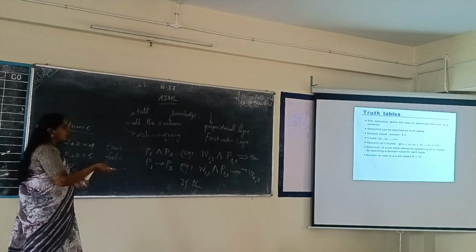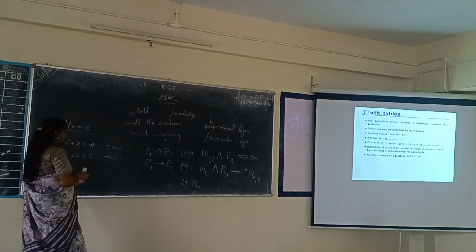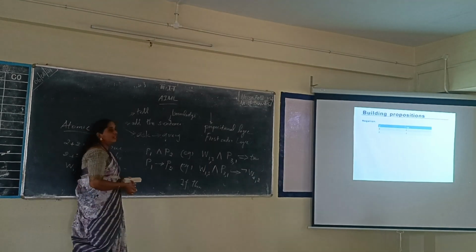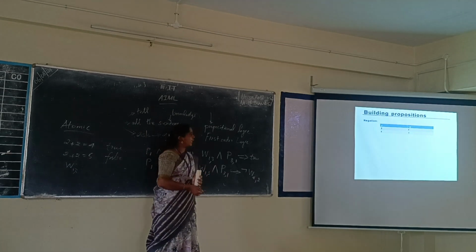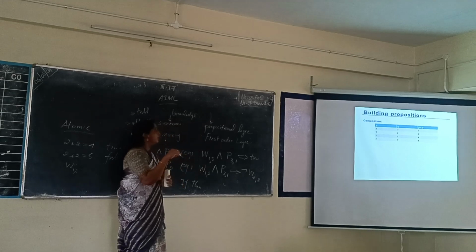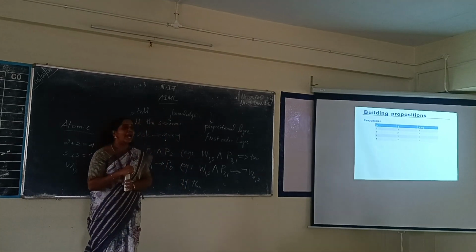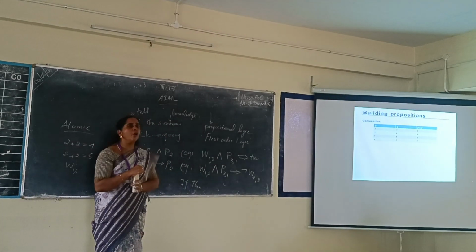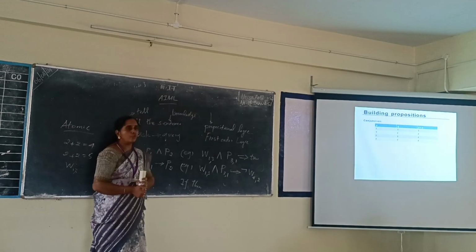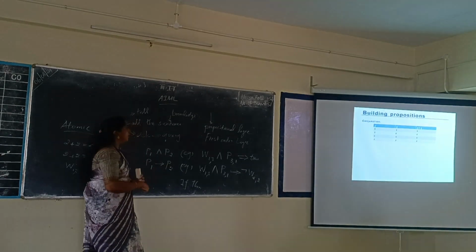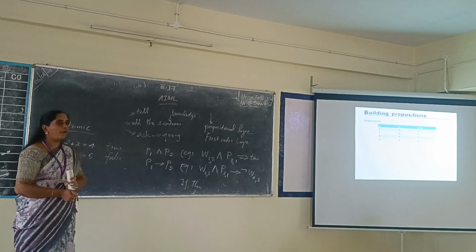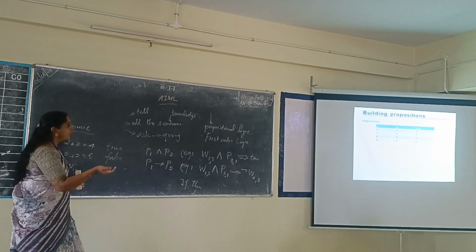Next we are going to discuss the truth table for all the logical connectives. This is the truth table for negation operation. If P value is true, then negation of P means false. If P is false, negation is true. Next one, this is for conjunction, the AND operator. In the AND operator, if both the statements are true, then only the truth value is true. Otherwise, it is false. Next, disjunction. In disjunction, if any one of the statements is true, it will be true. If all the statements are false, it will be false.